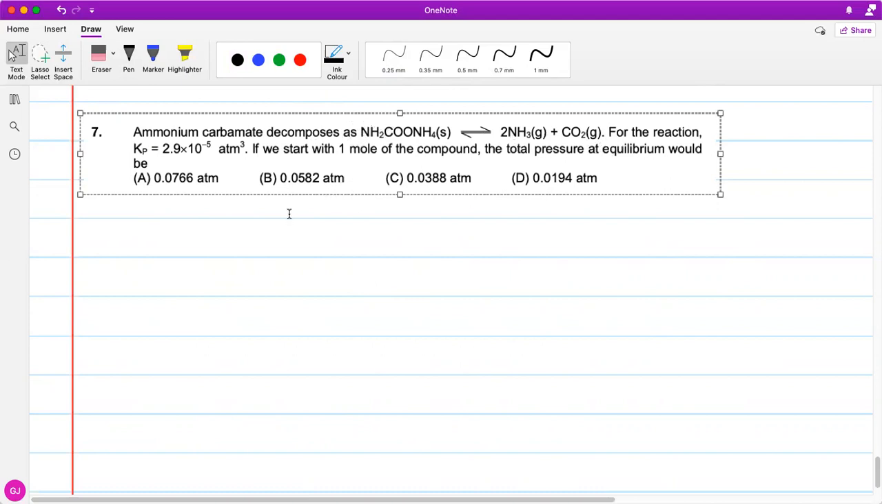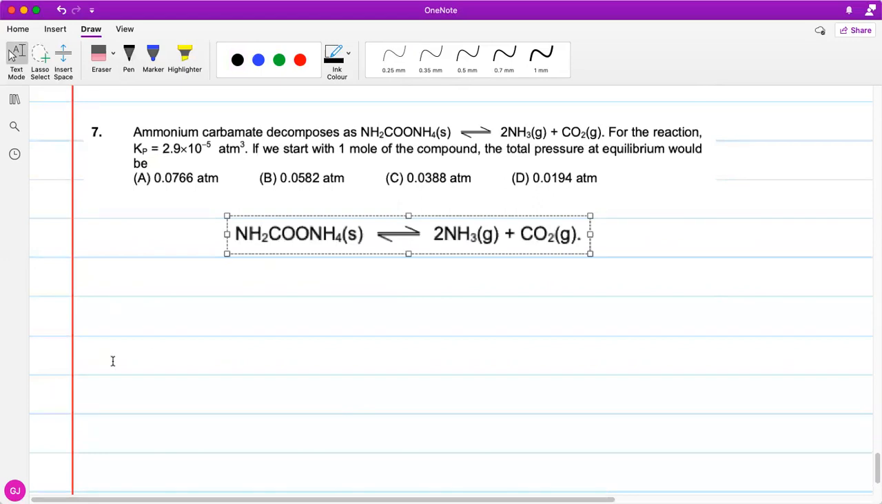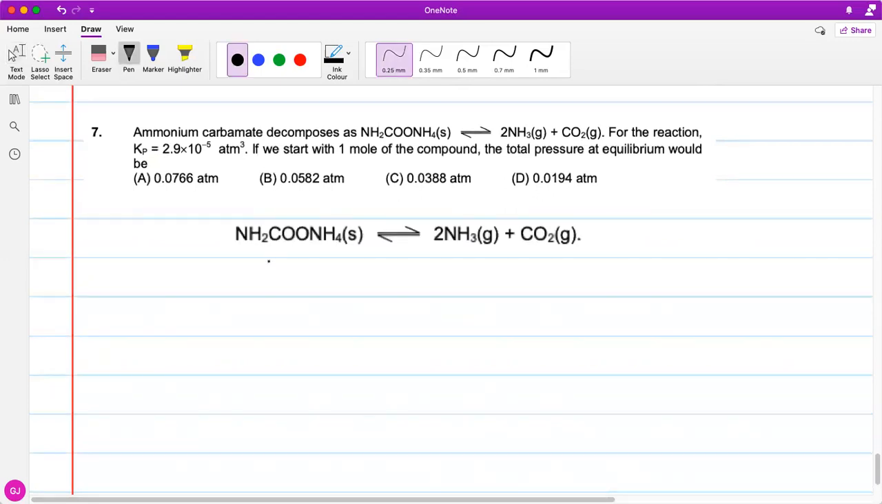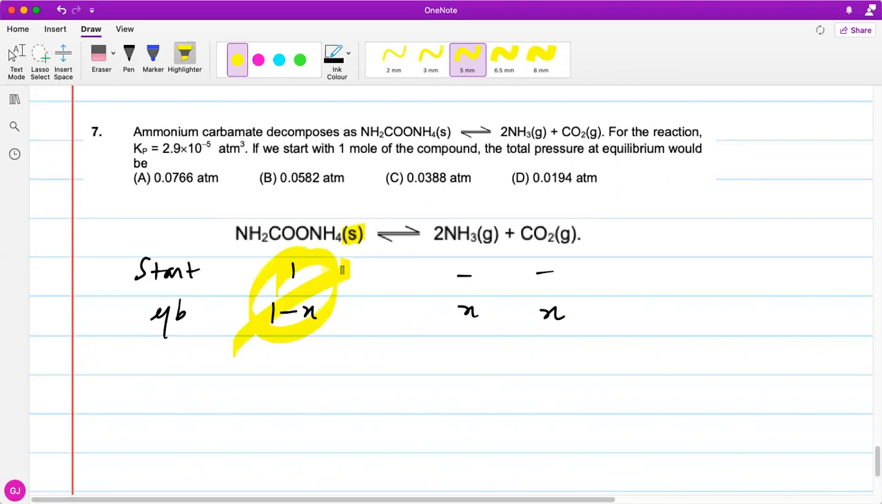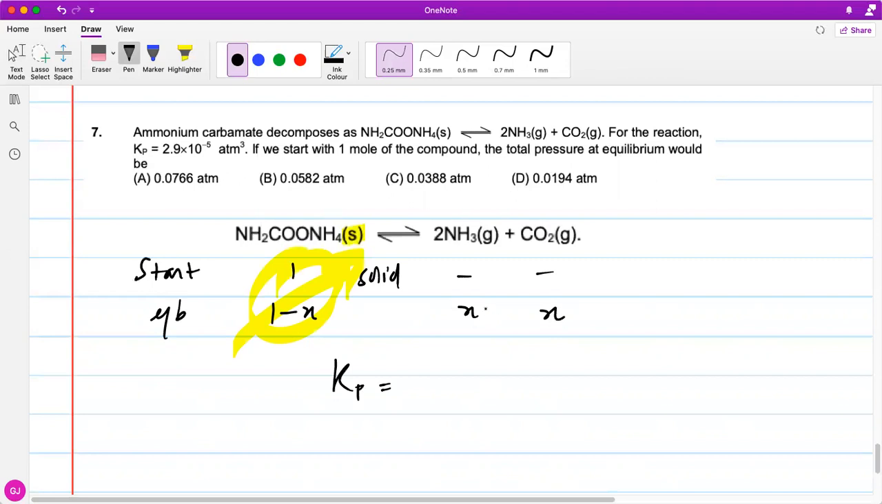Let me use some copy paste. And start, it has been given 1 mole, nothing, right? And at equilibrium, say this will be 1 minus x, x and x. But of course, you have to remember that this is solid, right? So these don't mean anything to you, right? They're just solid. Kp will be equal to what?